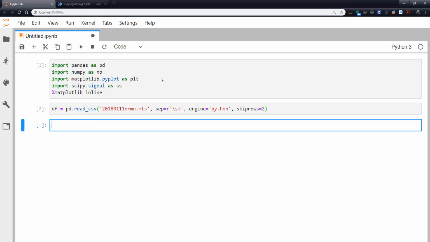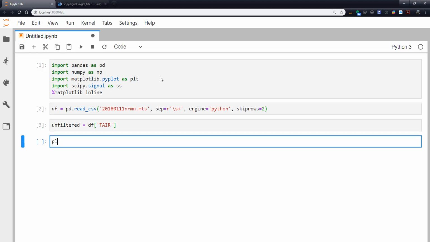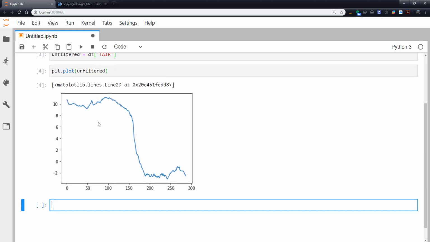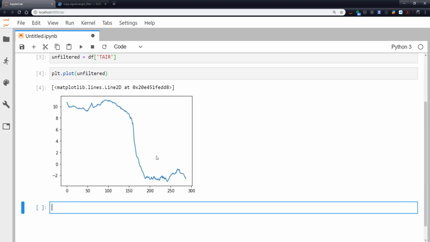So just to remind ourselves what this looks like, I'm going to say unfiltered is df tr, and we'll make a plot of the unfiltered data. So there is our frontal passage in the middle of the day.